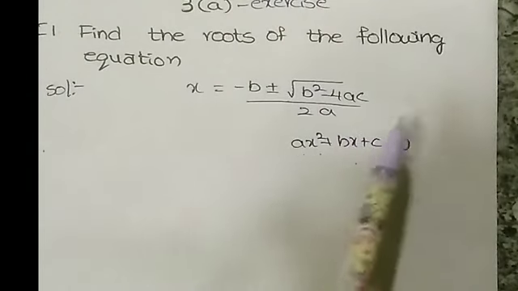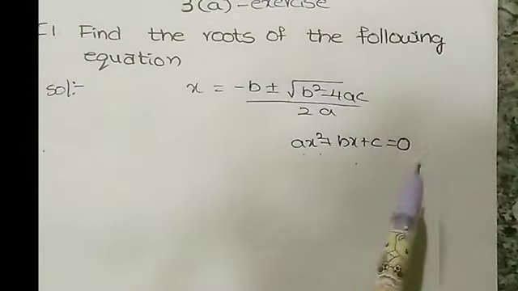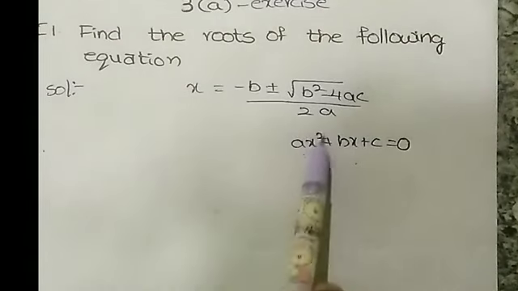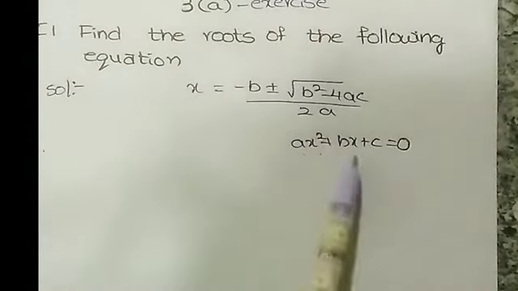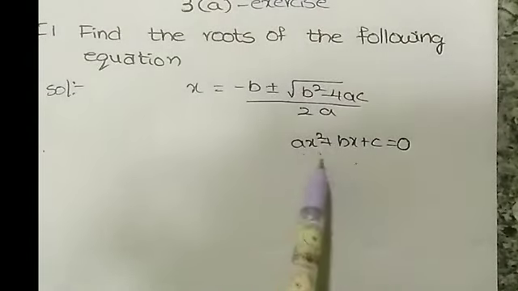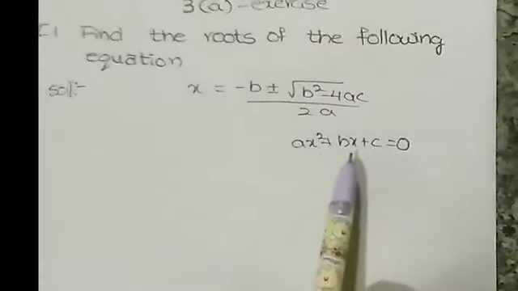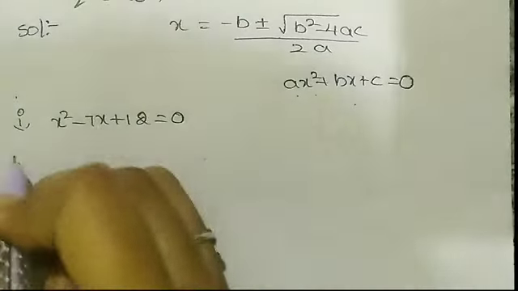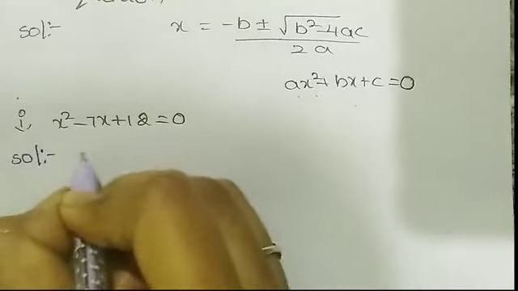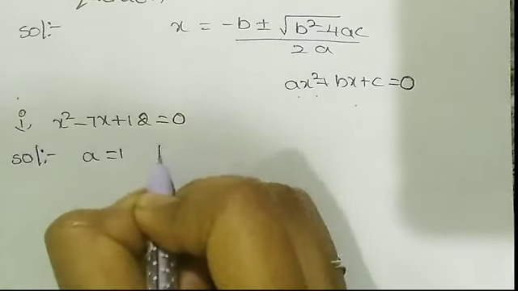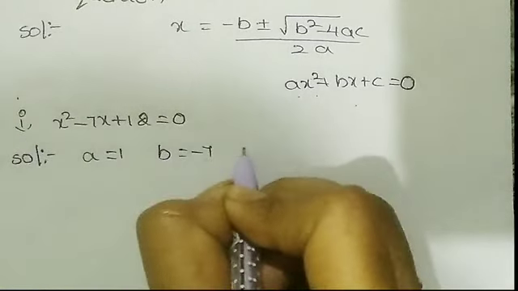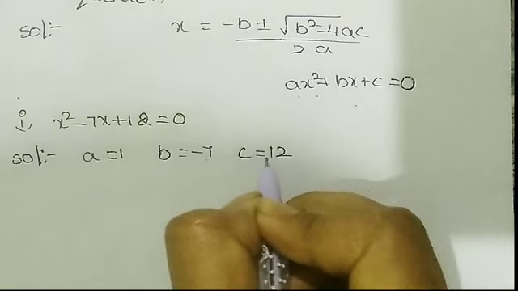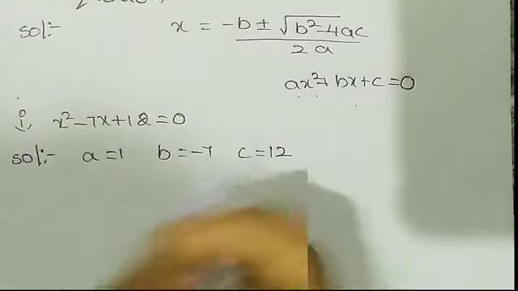An equation whose degree is 2 is called a quadratic equation. Here the degree is 2, so this is a quadratic equation. Let us solve the 5 problems. By comparing with the quadratic equation, a is equal to 1, b is equal to minus 7, c is equal to 12. Substitute these values in this formula.